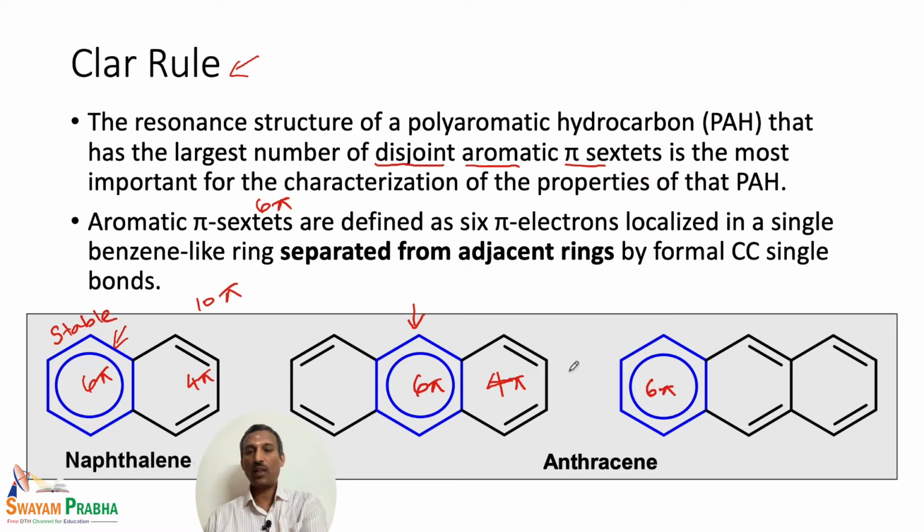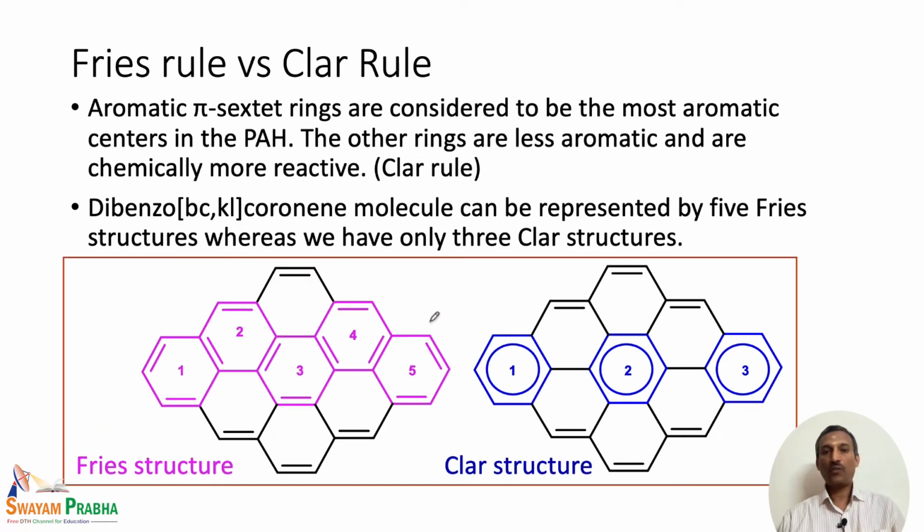So if we take a bigger structure, we can easily understand the difference between a Fries structure and a Clar structure. According to the Fries structure, every ring has to have 6 pi electrons. So every aromatic ring can have 6 pi electrons. So these are structures where all these 1, 2, 3, 4, 5 rings have 6 pi electrons.